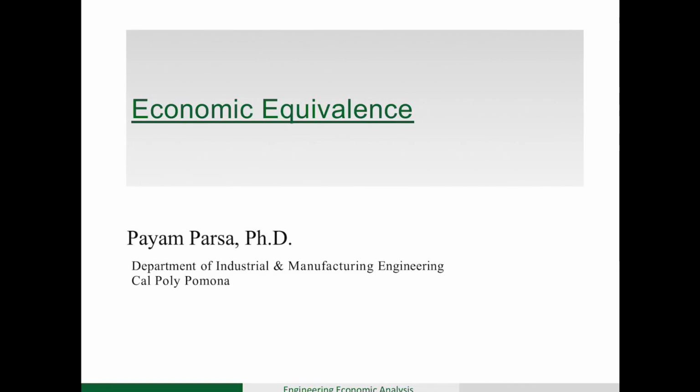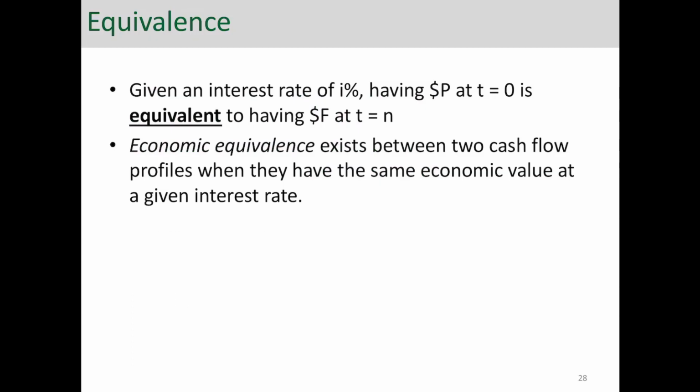Hello everyone, in this video we're going to discuss economic equivalence. At a given interest rate of i%, 20%, 30%, 8%, whatever, having a sum of money P at time 0, which is right now, is equivalent to having a sum of money F n periods from now, n years from now, n months. Let's just take years as the period.